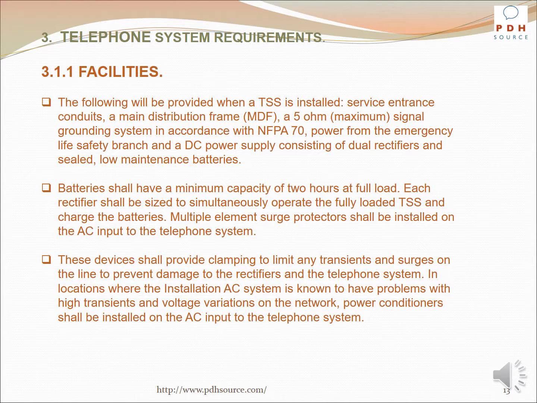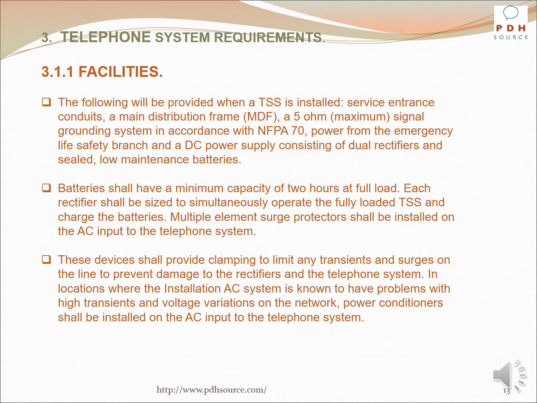The following will be provided when a TSS is installed. Service entrance conduits, a main distribution frame, MDF, a 5 ohm maximum signal grounding system in accordance with NFPA 70, power from the emergency life safety branch, and a DC power supply consisting of dual rectifiers and sealed low maintenance batteries. Batteries shall have a minimum capacity of 2 hours at full load.